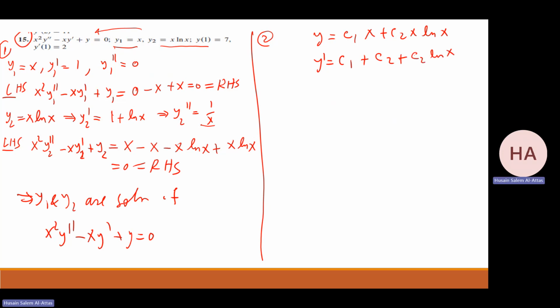Conditions. I have y at 1 equals 7. So I have what? C1 times 1, ln 1 is 0, equals 7. Now y prime at 1 equals 2. I have what? C1 plus C2 ln 1 is 0, equals 2. Plug it here. So C2 equals 2 minus 7, which is minus 5.